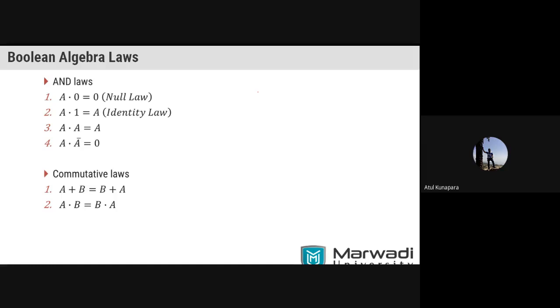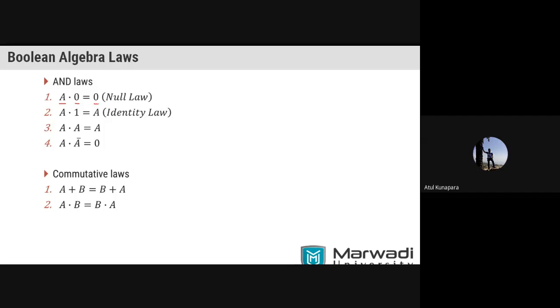So the first two laws are the AND laws and the commutative laws. AND laws means, you can see here there are four rules written. The first one says that the AND operation of any input A with logic zero will give you zero output.